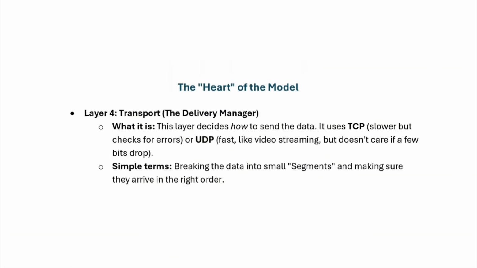Now there is layer 4, known as the heart of the model, the transport layer. This layer decides how to send the data. It uses TCP, which is slower but checks for errors, or UDP, which is fast like video streaming but doesn't care if a few bits drop. In simple terms, it breaks the data into small segments and makes sure they arrive in the right order, using Transmission Control Protocol and User Datagram Protocol.